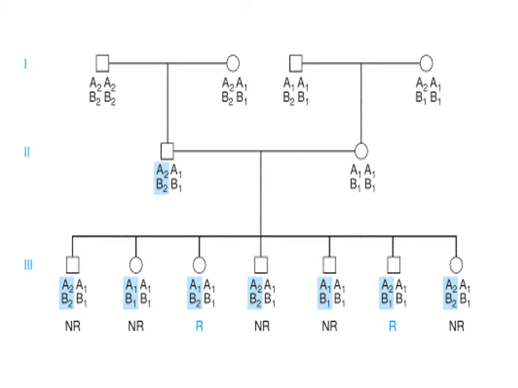So he is A1, A2, etc., but his father is A2, A2, B2, B2. So we know that he got his A2 and B2 from his dad. That means his A1, B1 must have come from his mom, and in fact, she has A1, B1 to give to him. So he is phase known. We know which alleles came together from his parents. So now looking at the kids, we can say what's a parental organization and what's not, which is to say recombinant, whether that A2 and B2 stayed together in meiosis in this man or not.